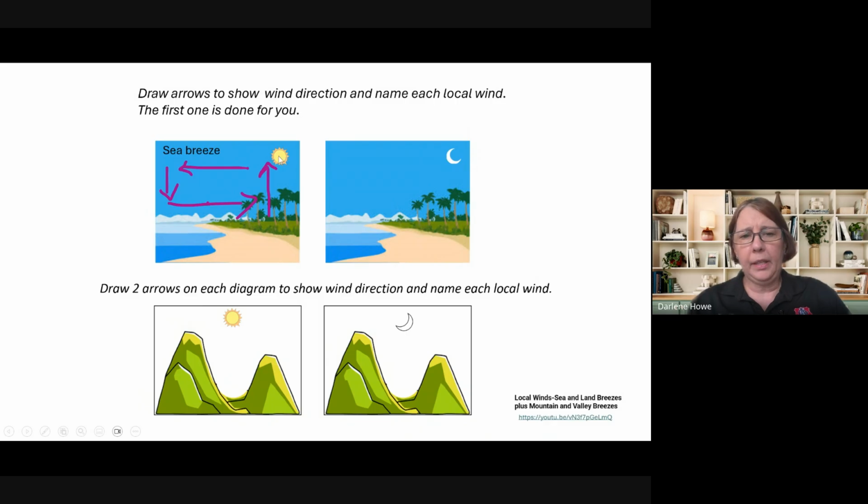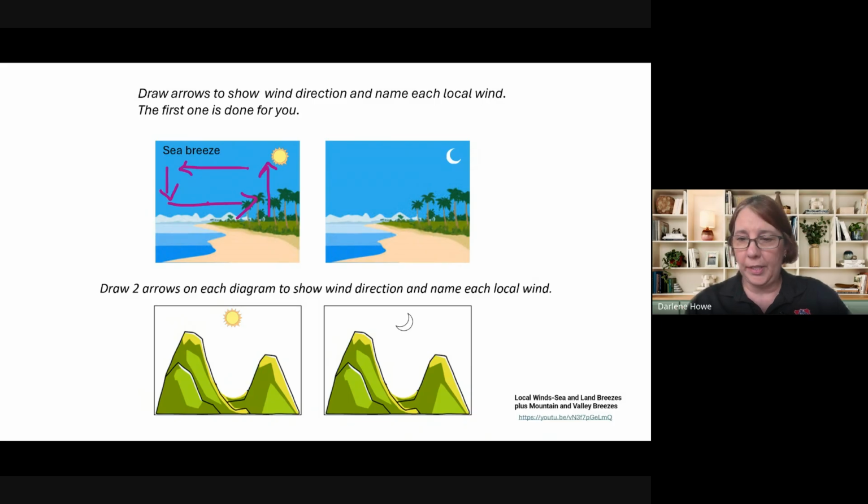Okay, because both land and water have different specific heats, that's a characteristic of them. It simply means that because they're different, the land heats up at a different rate than the water heats up. Water has a higher specific heat, so it takes longer to heat up, but it also takes longer for it to cool down as well. Now, during the daytime, the land warms up quicker than the water does.